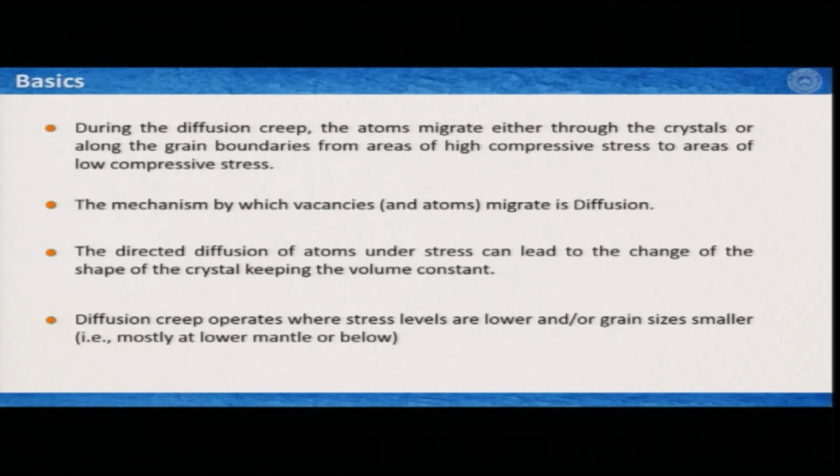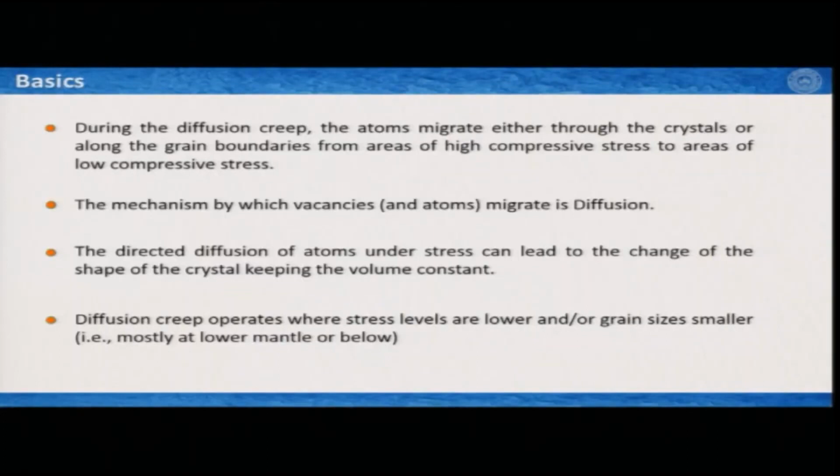Now, let us have a look at the other two processes, that is Nabarro-Herring creep and Coble creep. But before going into the details of this, we will have some basics of diffusion induced creep. So, during this type of creep where the atoms move from one side to another side of these grains, the atoms migrate, they have options to migrate either through the crystals or along the grain boundaries, from areas of high compressive stress to areas of low compressive stress.